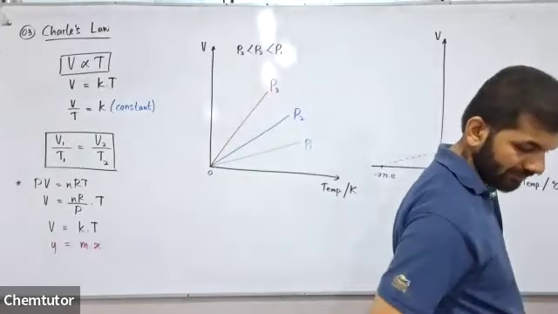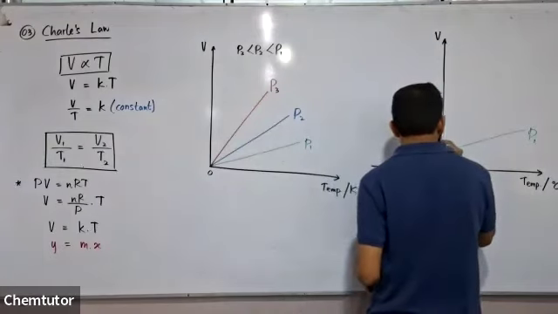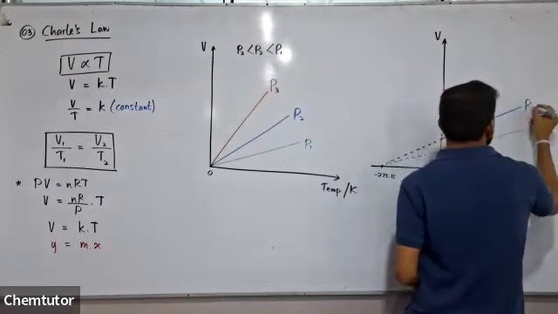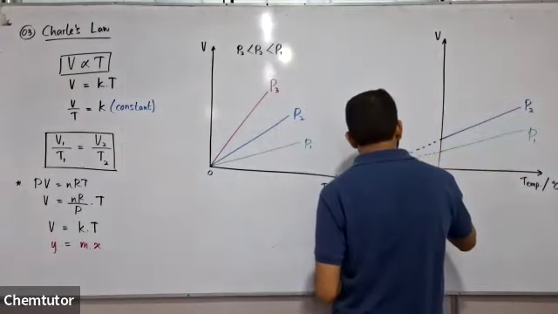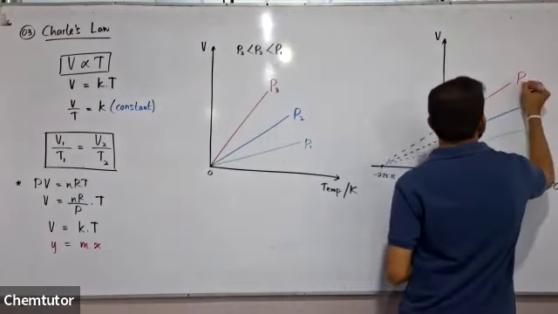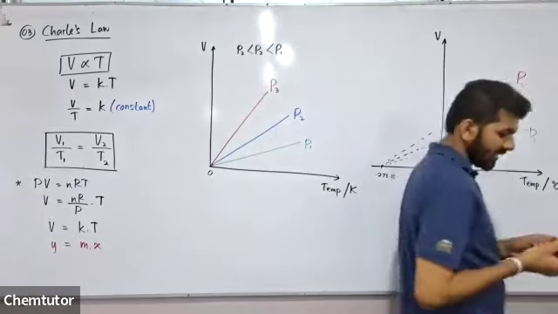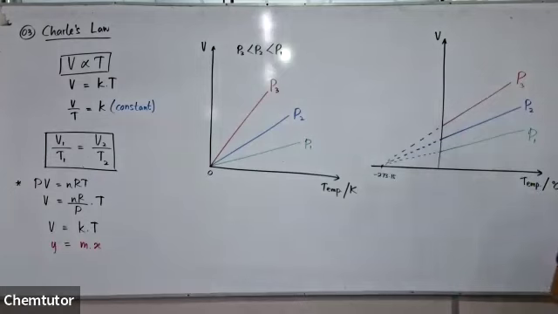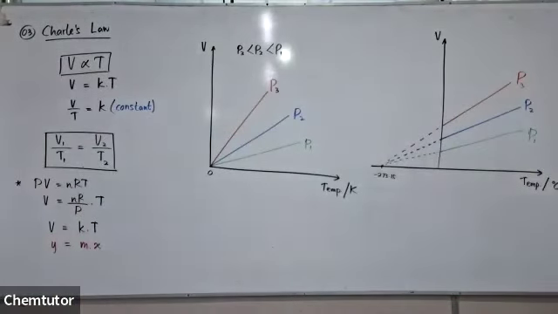This is the T1 vector. Then T2 vector. Then T3. T1 is the highest and T3 is the lowest. Is it clear now how it changes? Because this is the y equals mx equation. All right, so you can quickly draw it.